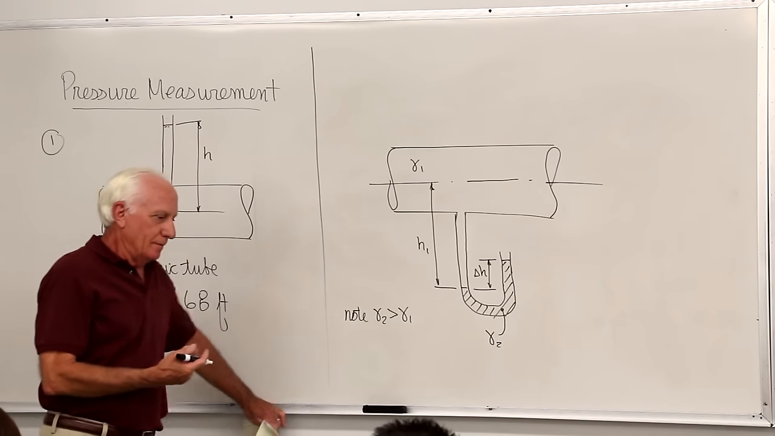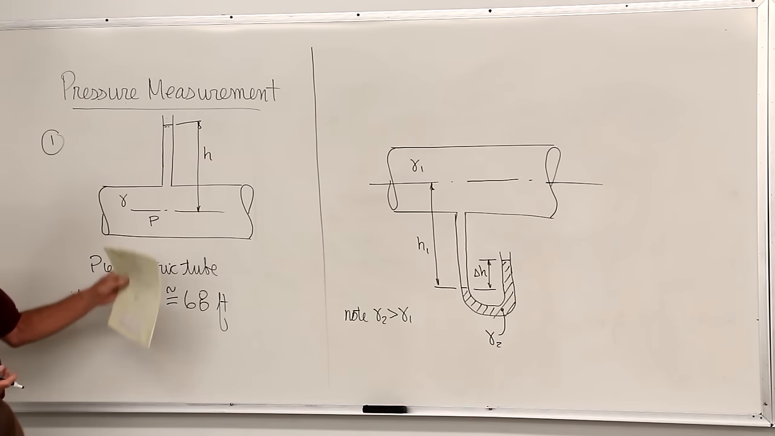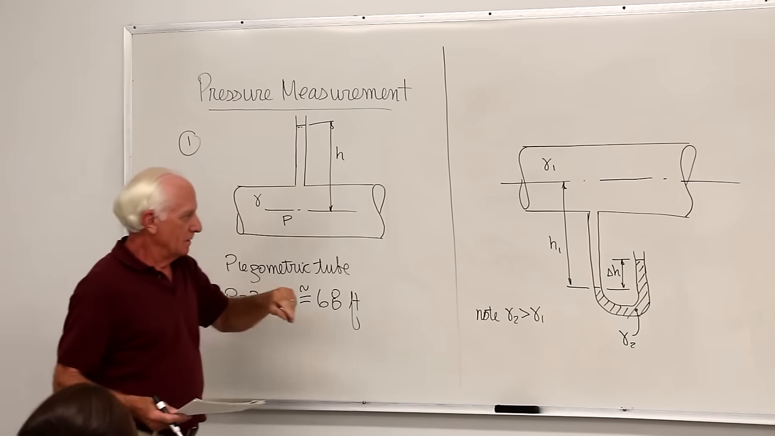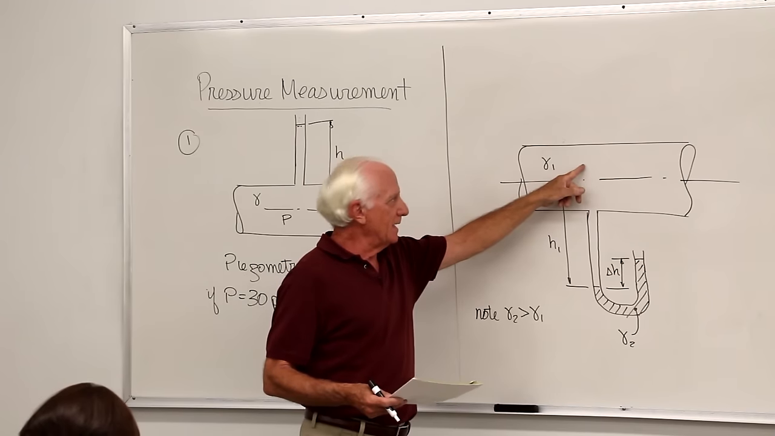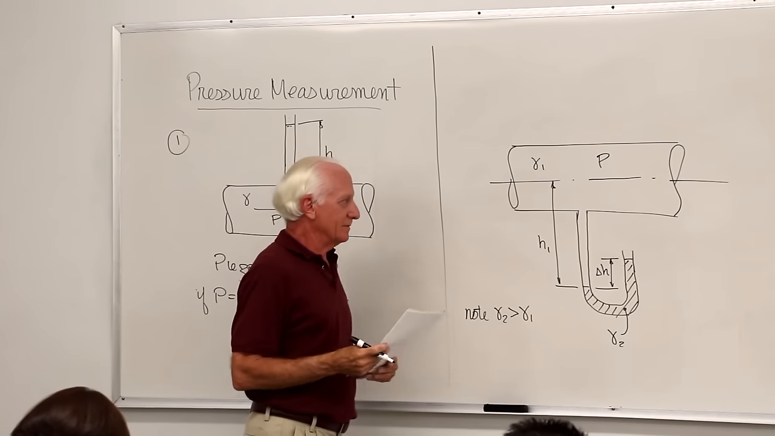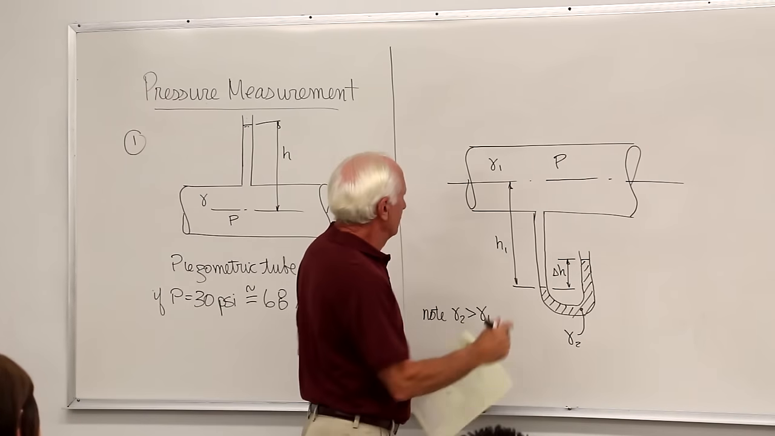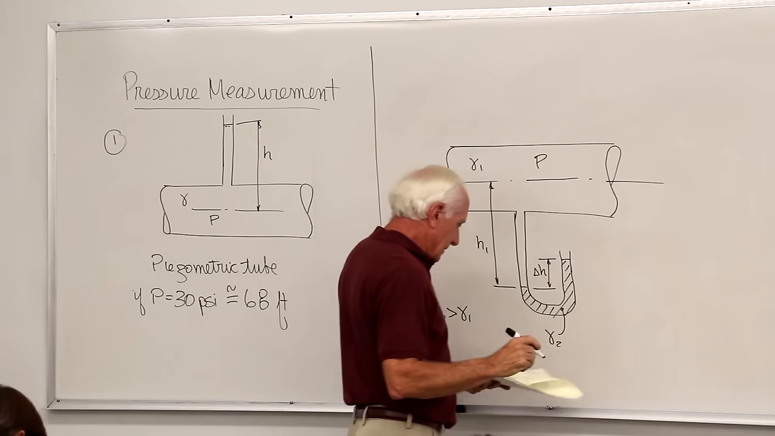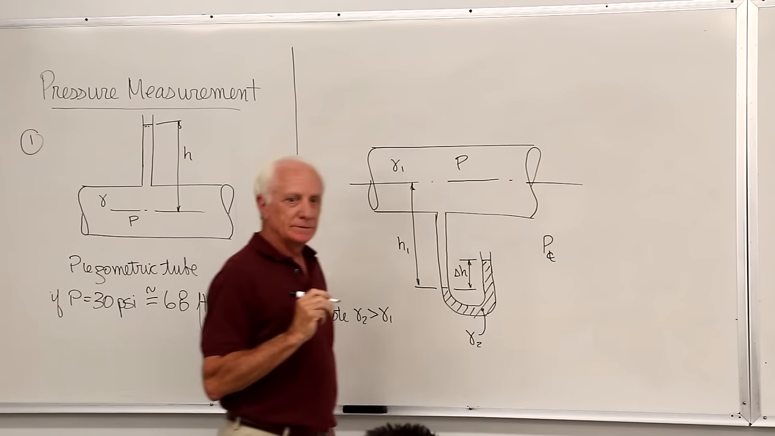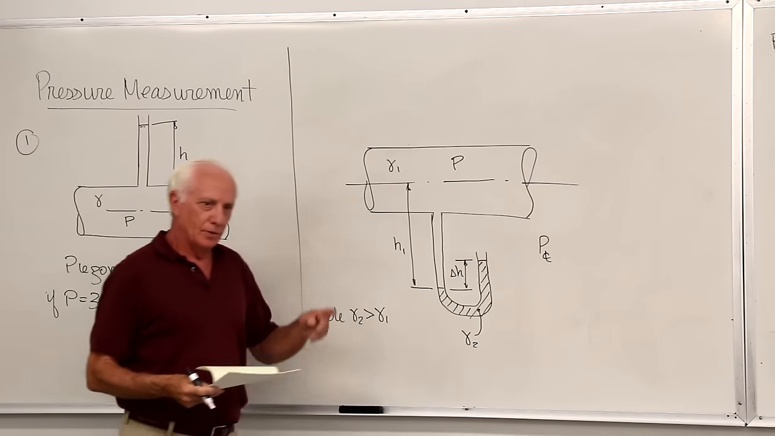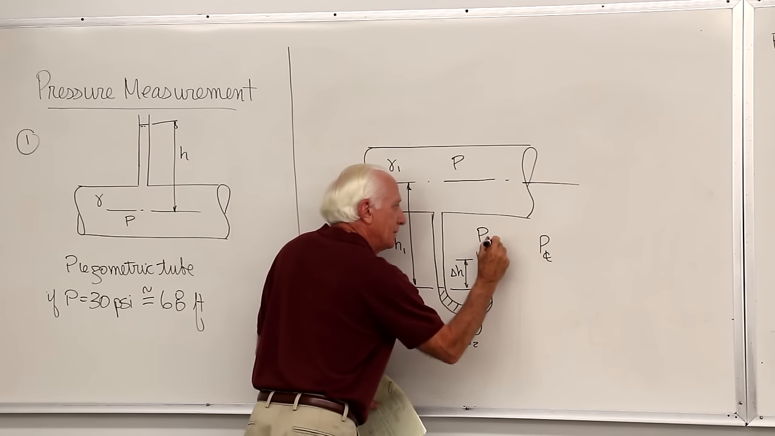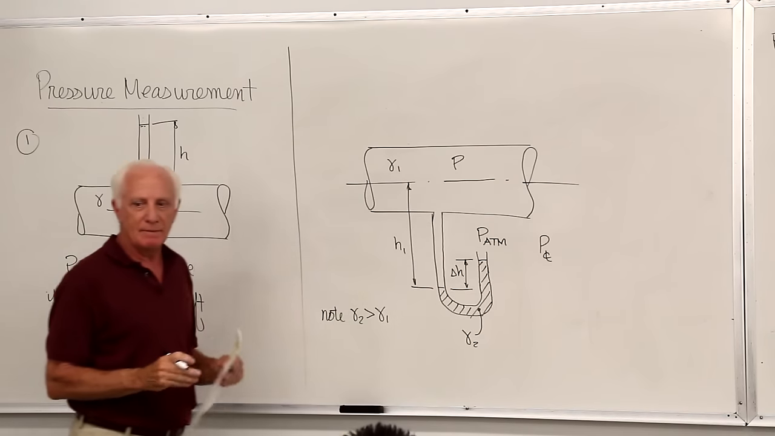All right, we're measuring 30 psi. That water rises up 38 feet from this pipe. We're measuring 30 psi over here. How high is that going to rise? Well, we can figure it out. Start up here at the center line. The pressure is P at the center line. We're going to work our way around the manometer until we get to the open end, which is at P atmospheric.